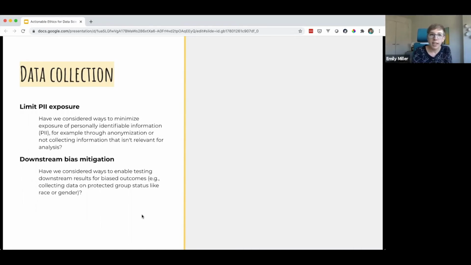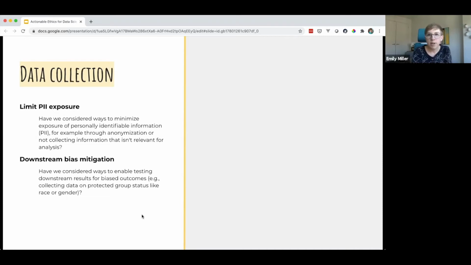We also want to think about limiting PII exposure. And so by this, we mean, have we considered ways to minimize the exposure of personally identifiable information, for example, through anonymizing the data or by not collecting information that isn't relevant for analysis? So if we don't need people's phone numbers for the analysis, then we shouldn't be collecting them, right? Having PII around that we do not need is both irresponsible and it just exposes us to potential data leaks.